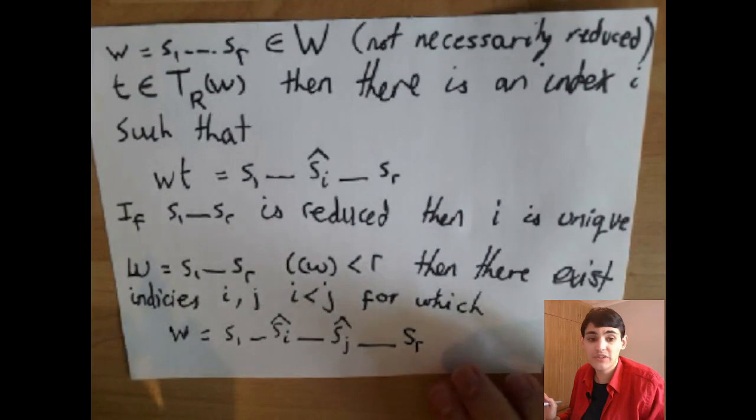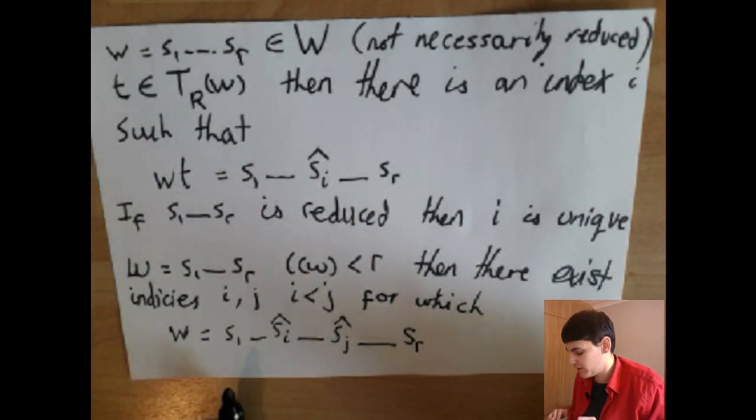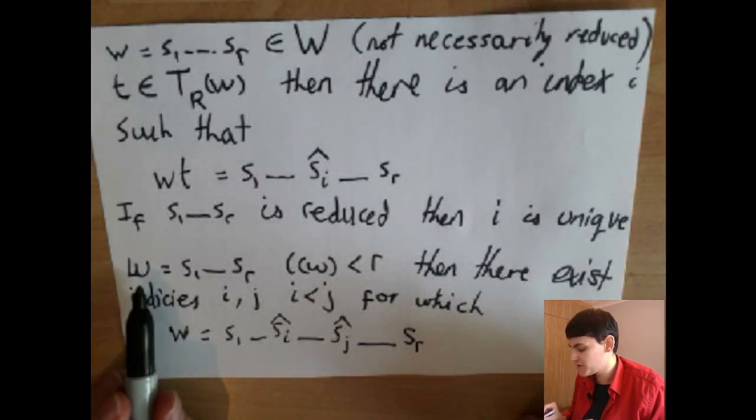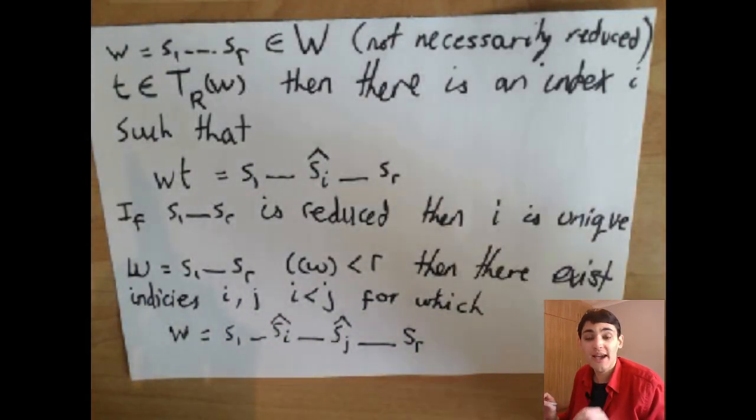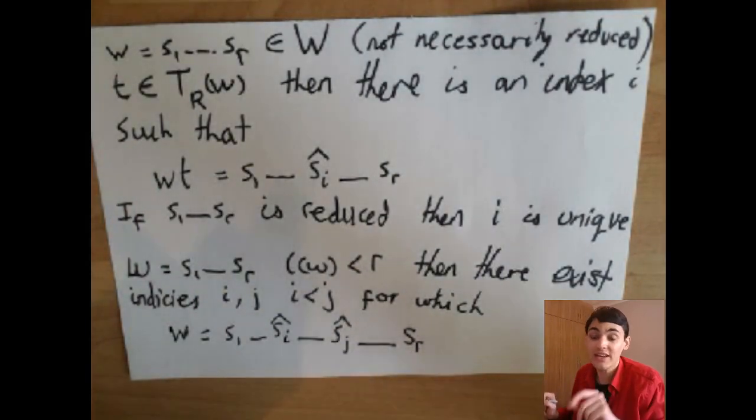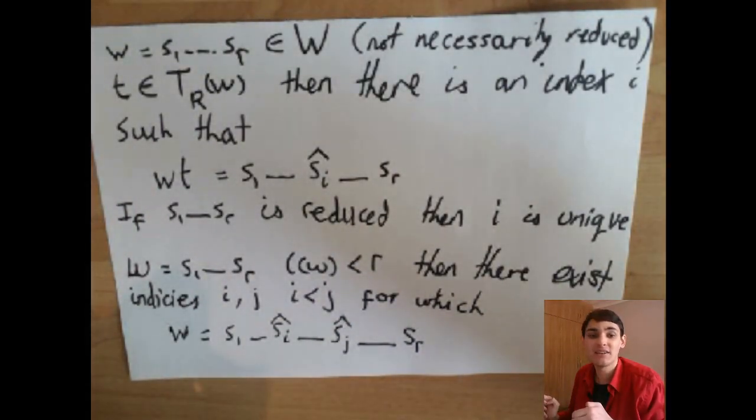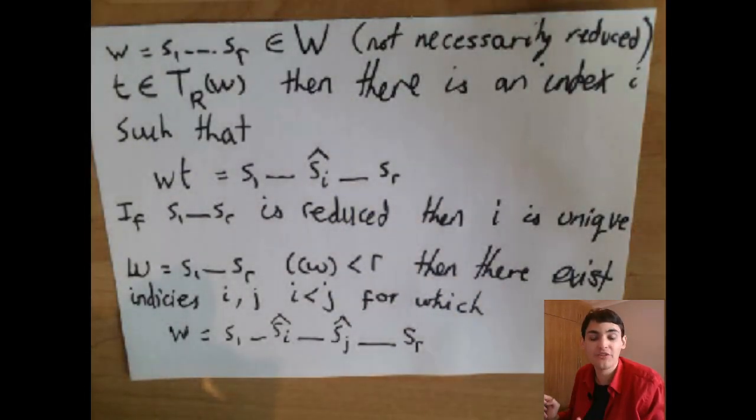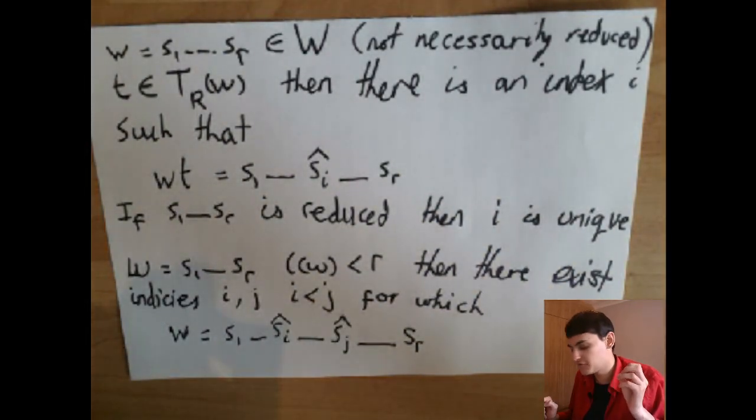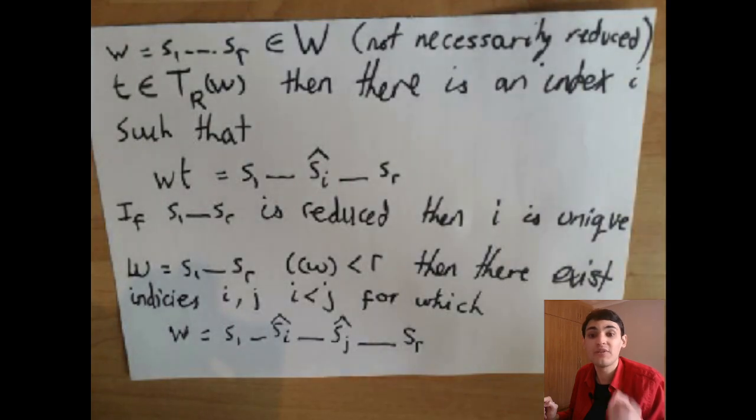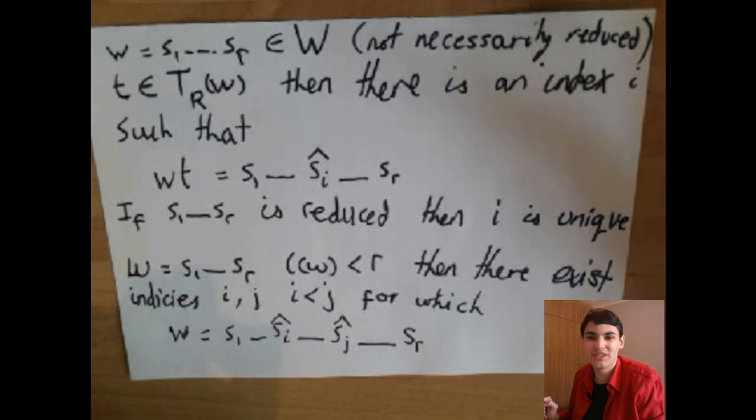So what the deletion condition says is that if you've got W and it's not in a reduced form, then there are two elements in its decomposition that you can delete and get a reduced form. And you can repeat this over and over again, and you would eventually find a reduced form for W. This is pretty interesting stuff, right? This is pretty cool stuff.